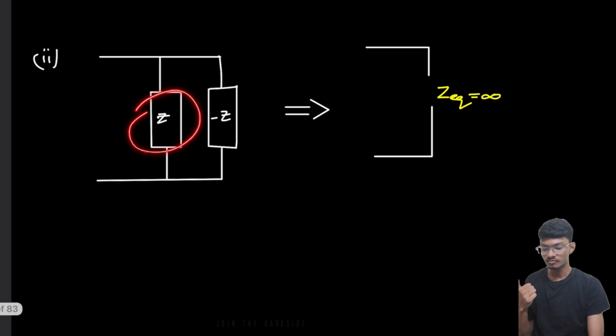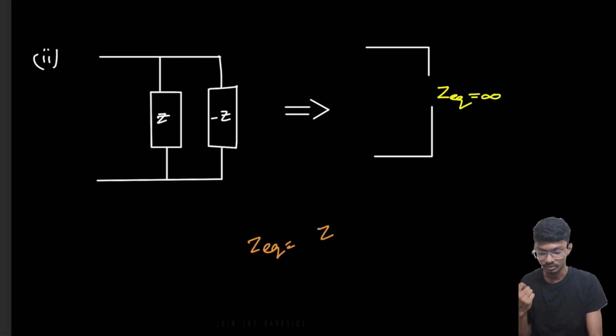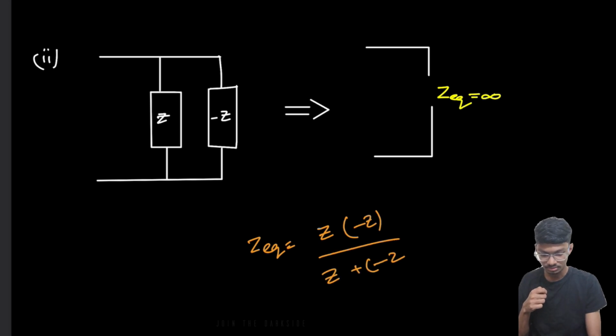The next point is if we have two impedances which are parallel to each other and are of opposite sign, then the equivalent impedance will be infinite, right? You can do it for yourself. Basically, what is Z equivalent? Z equivalent is Z times minus Z divided by Z plus minus Z, right? And the denominator becomes 0, hence this equivalent impedance blows up, which goes to infinity, right?